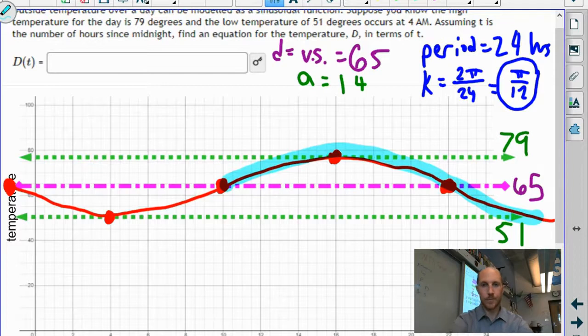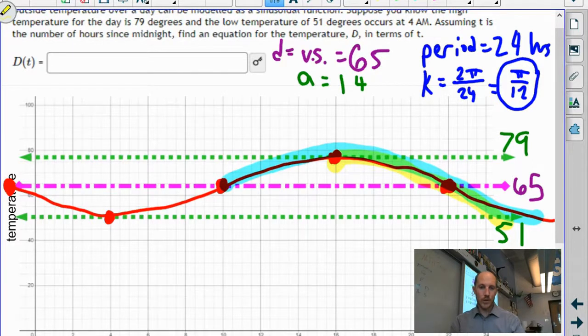Okay, that's one option. Or I could decide I want to do a cosine graph. Cosine starts at the maximum, so that's going to be right here, and then it goes forward. So I could use cosine, and then I would need a phase shift of 16. I have some other options as well.